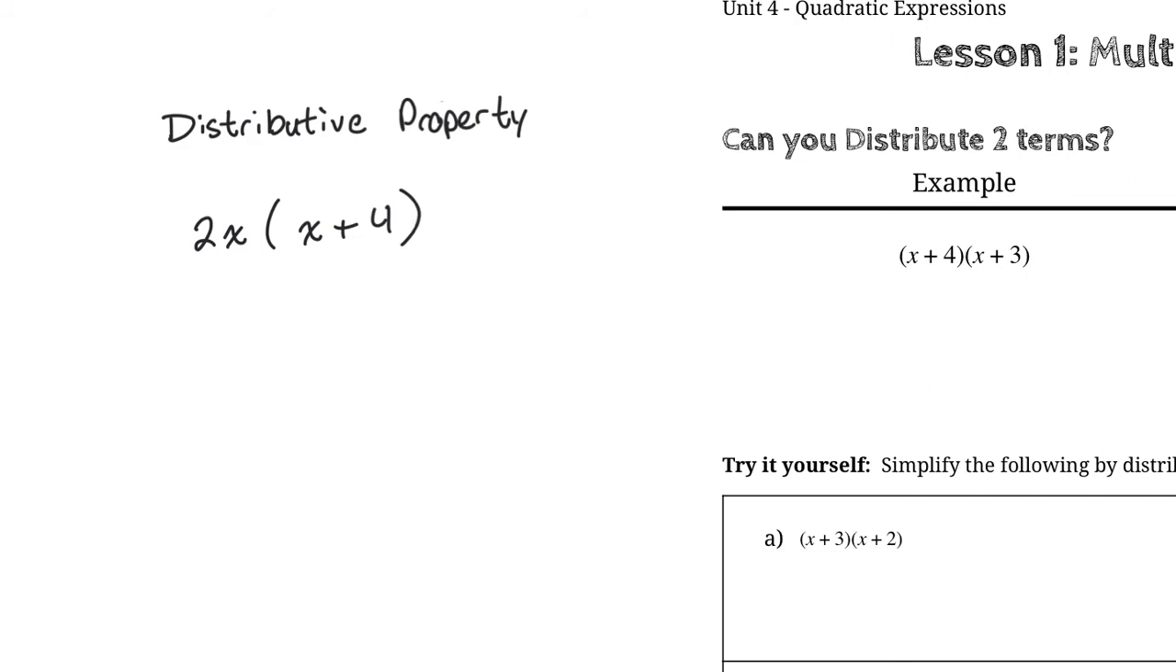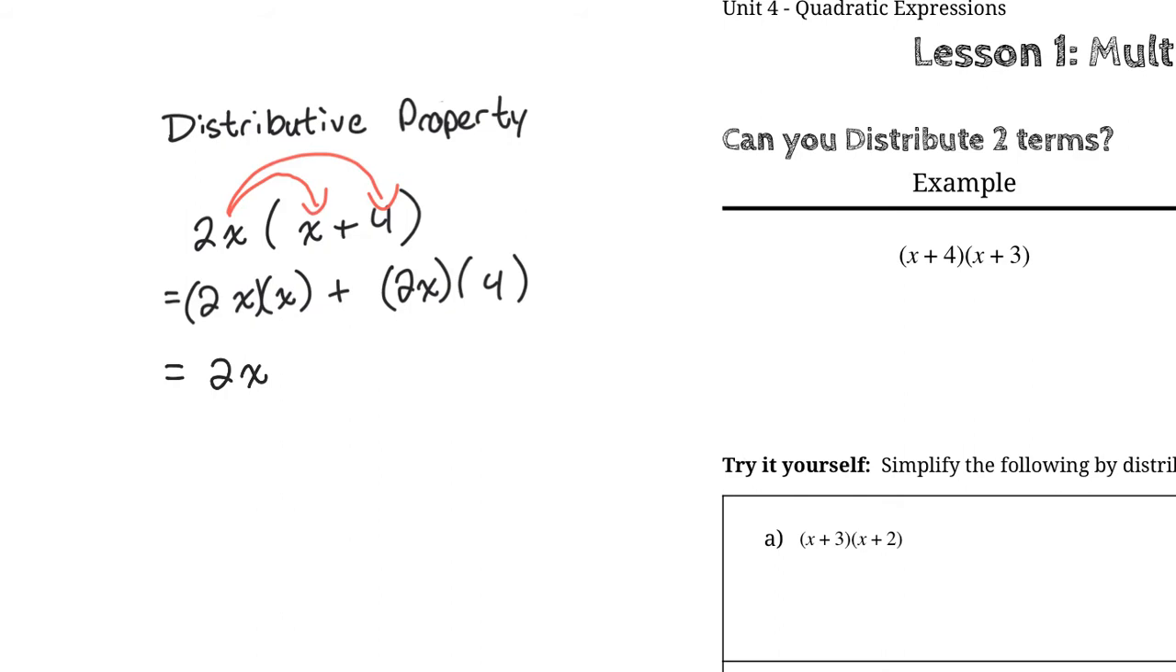And when we use the distributive property to multiply this, we need to do 2x multiplied by everything in the brackets. So 2x times x and 2x times 4. So 2x times x is 2x squared, and then 2x times 4 is a positive 8x. And there you have it. This expression here is our expanded expression of 2x times x plus 4.